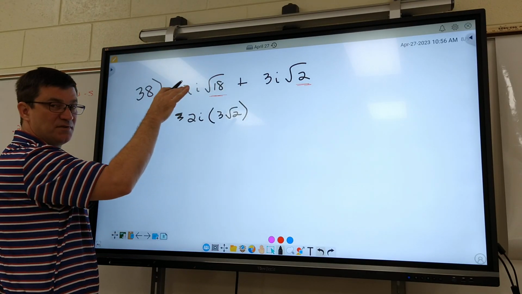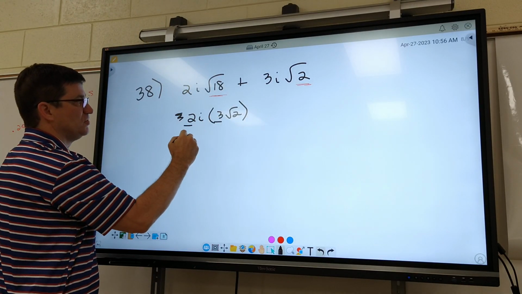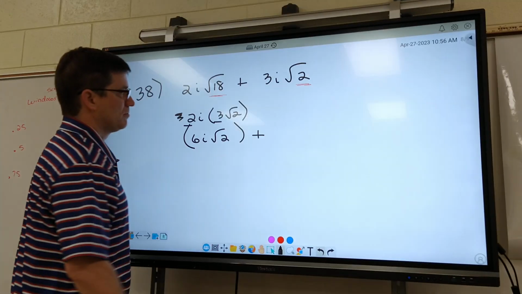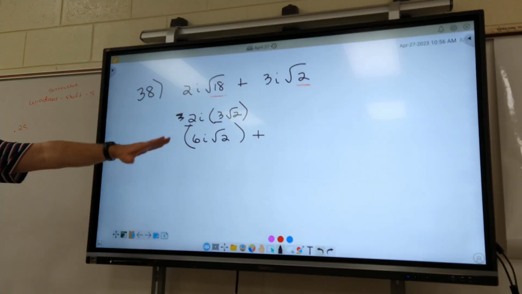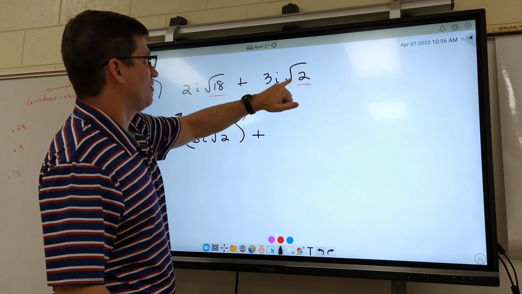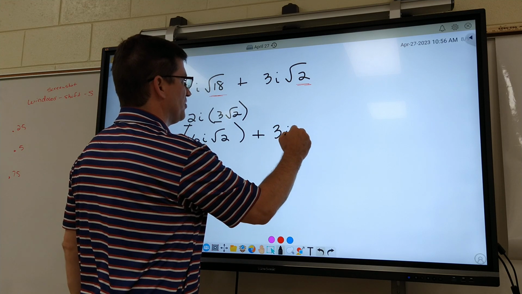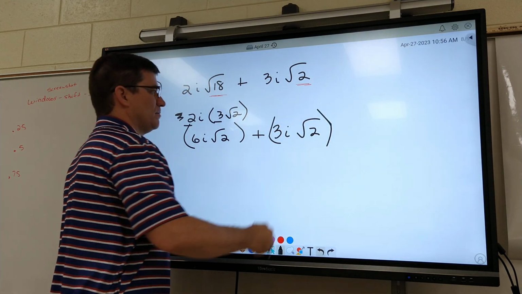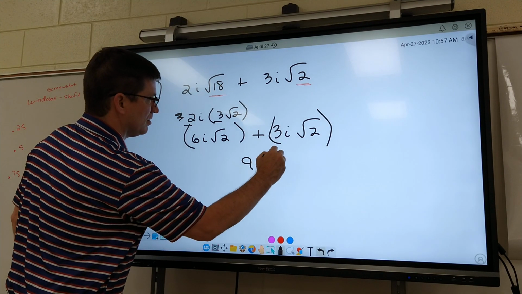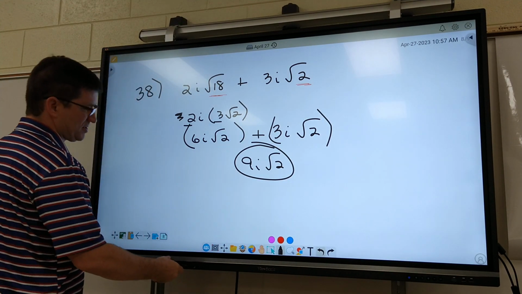All right, so now let's finish it out. I can times these two and get 6i root 2. So I did the first part of the problem, I simplified it, and I got to here. The second part of the problem, 2 will not simplify, so I just bring this down. All right, now look at it. Now do they have like terms? So add them up now, what do you get? 9i root 2, good. So we'll definitely have to practice on some more like that.